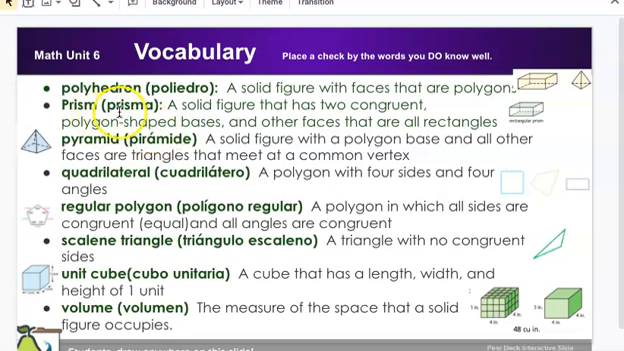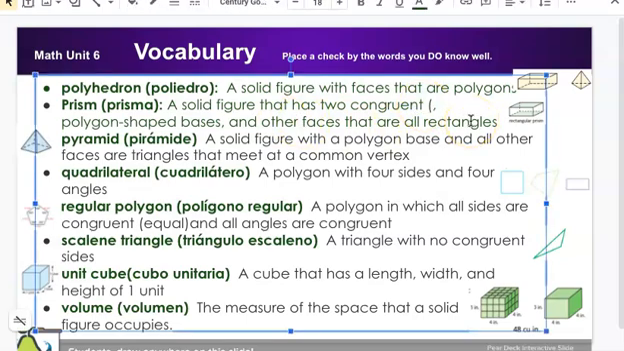A prism, a solid figure that has 2 congruent, which means equal, polygon-shaped bases and other faces that are all rectangular. So congruent means equivalent or equal. Just a different word for that. So this right here is a prism, and so is this one as well. But if you take a look, a prism has to have the bases that are all rectangles. So this rectangular prism right here isn't. So well, I guess that wouldn't be a rectangular prism. All right, moving on.